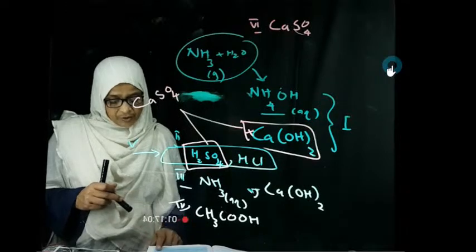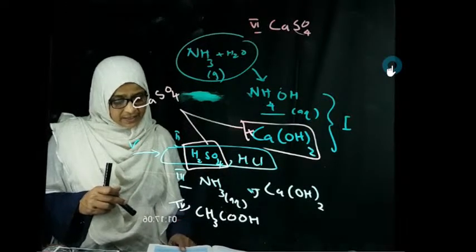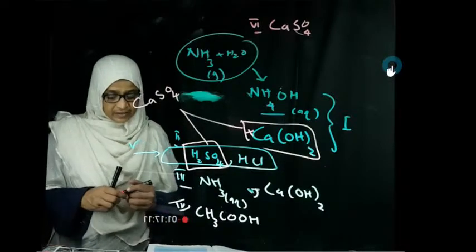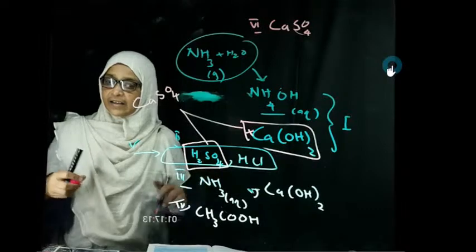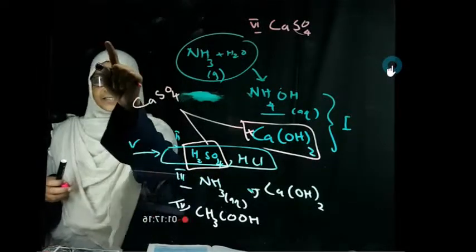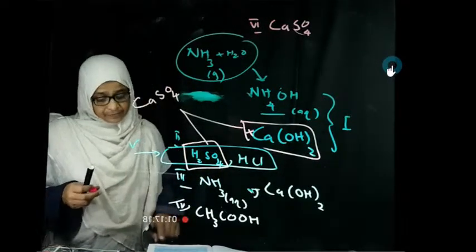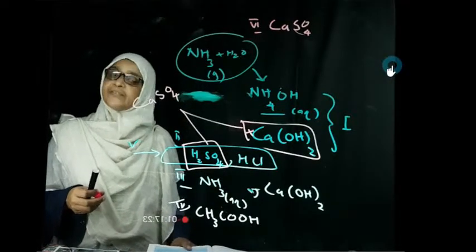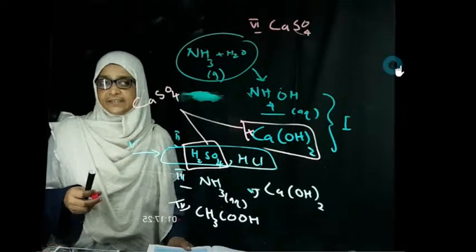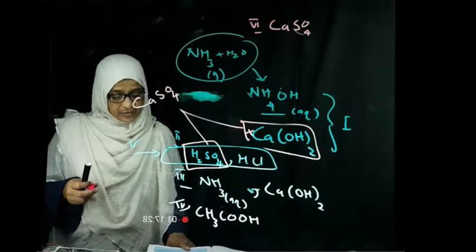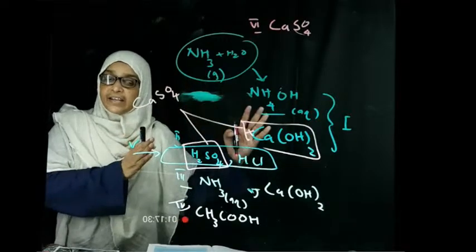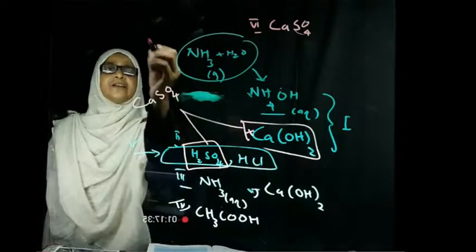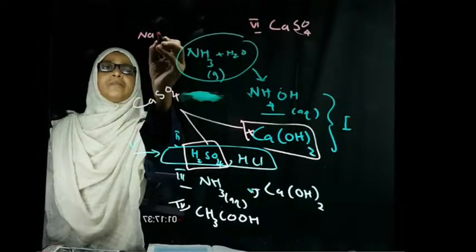Okay, arrange the following solutions in the ascending order of pH: sodium hydroxide, sulfuric acid, water, vinegar. The higher range is base. Which is the base here? Sodium hydroxide, isn't it?